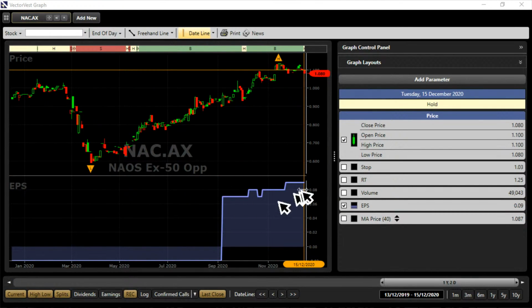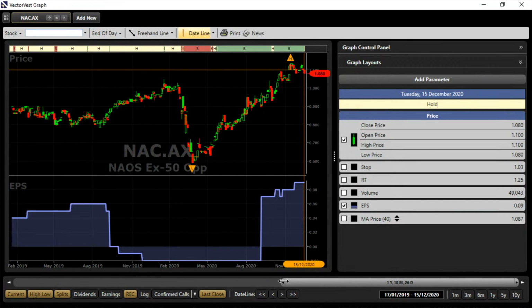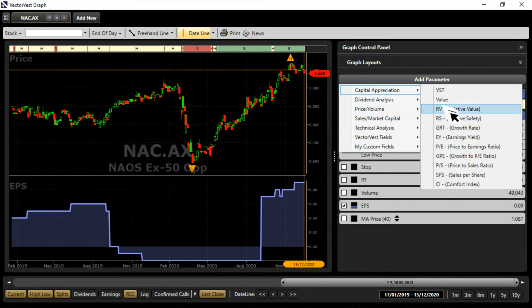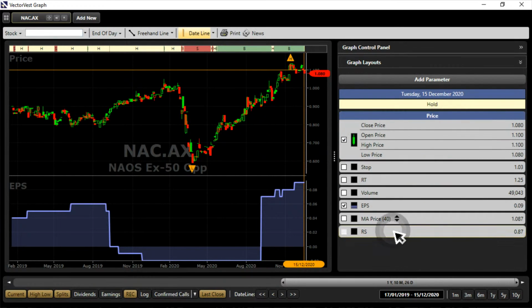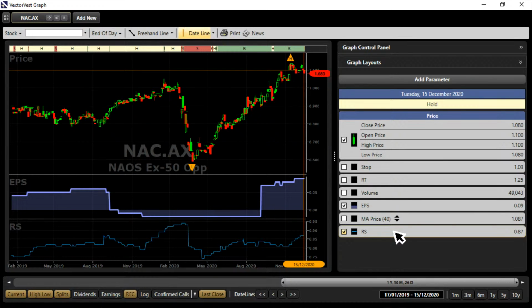I like the fact that the earnings have gone pop. But you'll see the reason why I eliminated it to begin with is because of the RS score, our capital appreciation RS parameter, because RS had come under pressure. Don't be fooled by the profile. Look at the actual number, it's below 1. So your RS had been below 1, and I was being very strict.